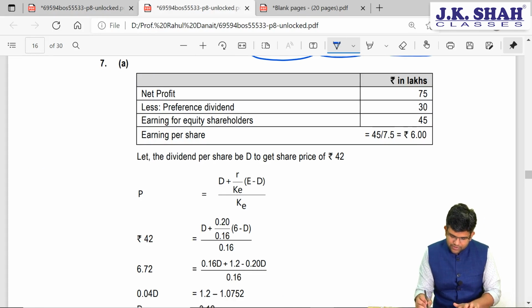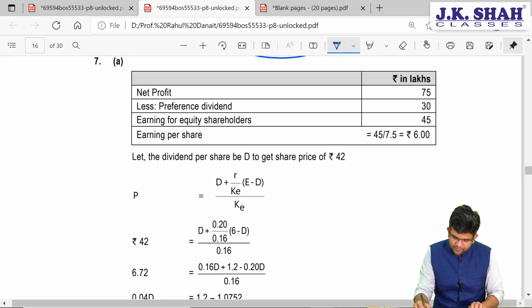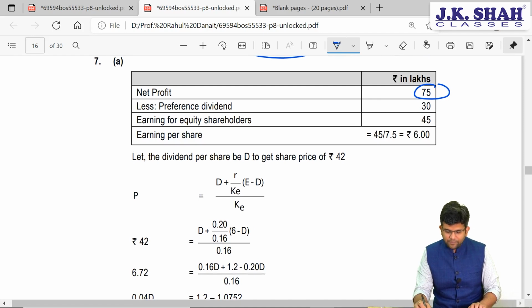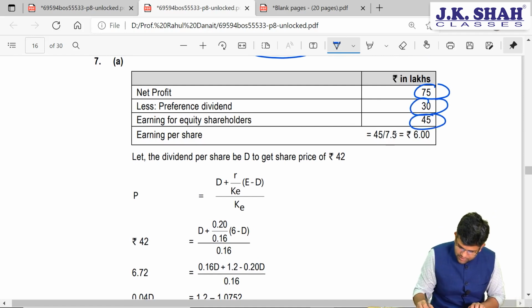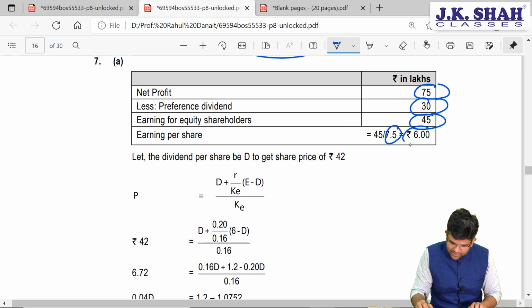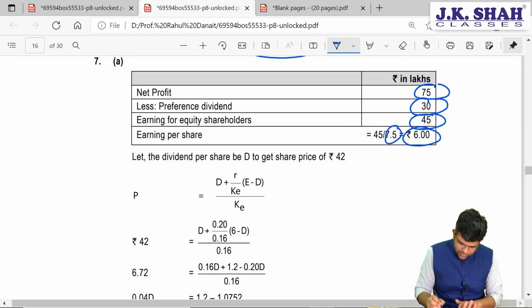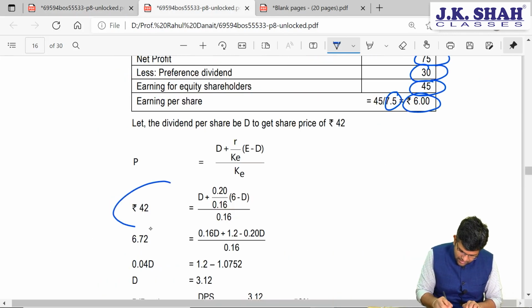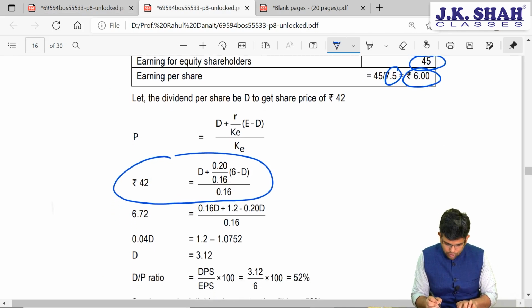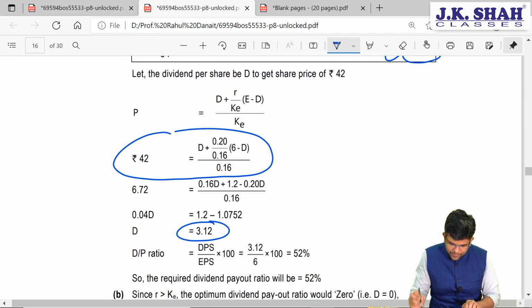So children, if you see this question from the Institute solution, the same thing they have done. 75 lakh net profit minus preference dividend gives net profit available for equity shareholders. Divide by number of equity shares, they get the EPS as 6. Then the equation that I showed you here, the same thing they have done, and they solved it and got the dividend as rupees 3.12. Everybody clear?